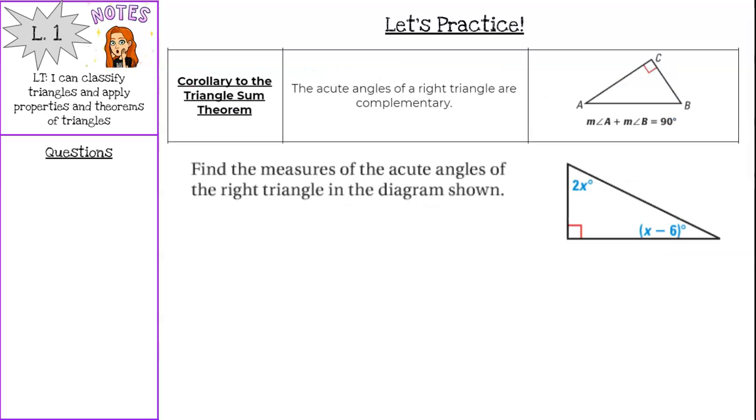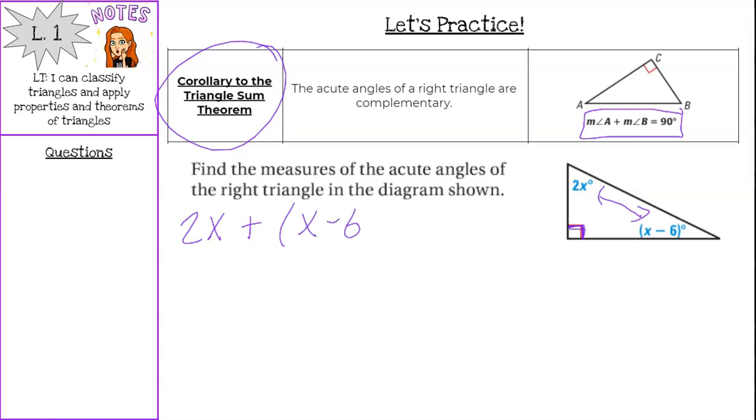So we're going to apply that theorem here. Find the measures of the acute angles of the right triangle in the diagram. Here's a right triangle. We know by this corollary that the other 2 angles are going to sum to 90 degrees. So we can set up an equation: 2x plus x minus 6 equals 90 degrees. I'd like you to get a little solving equation practice and solve for x. What does x equal? Test that out in Edpuzzle, and then we'll continue.